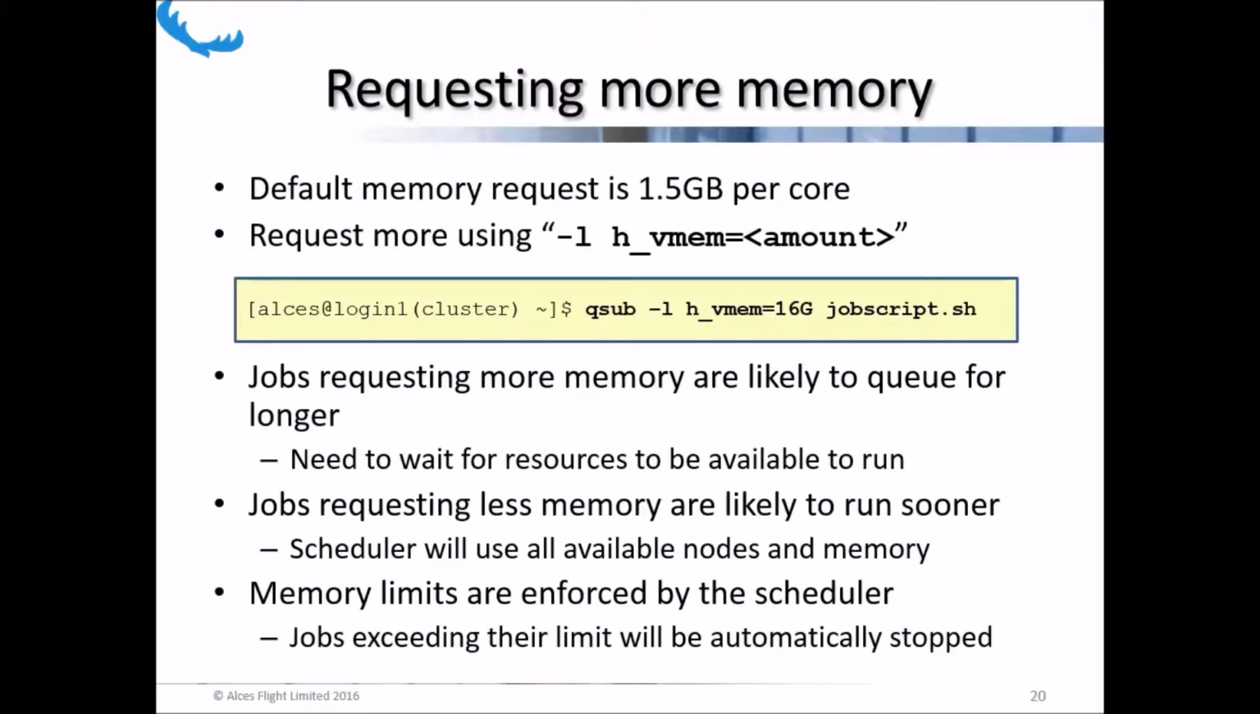For example, to request more memory for your job, you can use the parameter -l h_vmem and then the amount of memory that you need. Jobs requesting more memory may queue for longer or need larger instance types in order to run. Memory limits are automatically enforced by the scheduler, so exceeding those limits will mean that your job is stopped. This happens to protect your compute nodes and make sure that your cluster keeps on running.